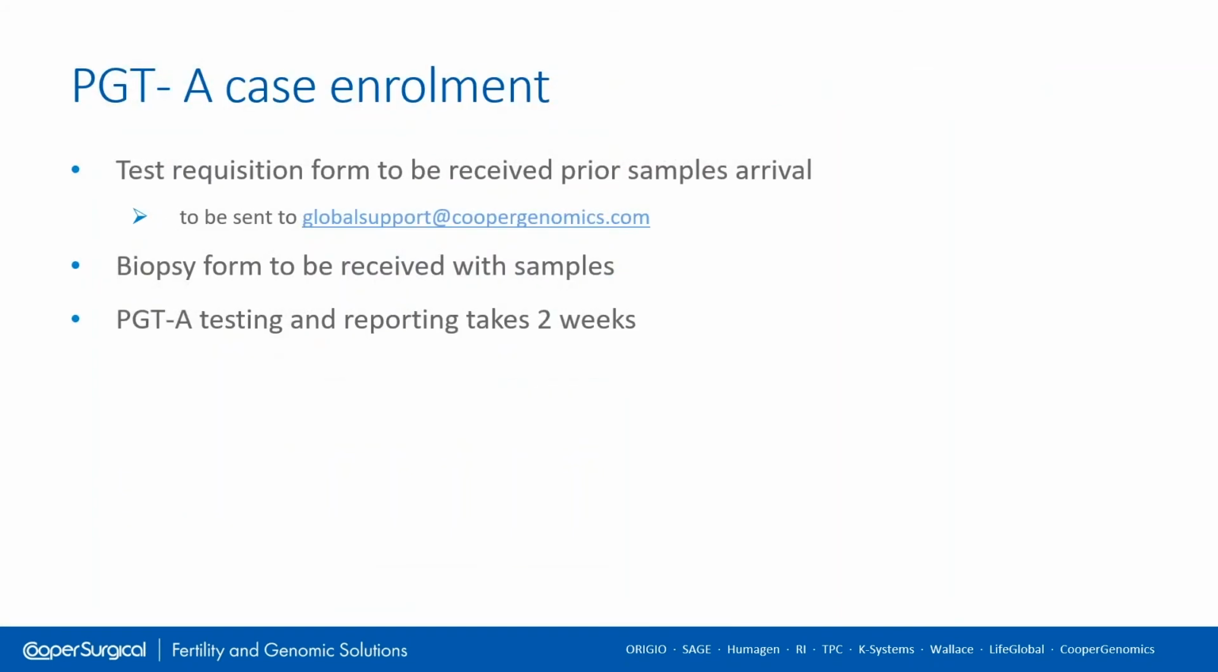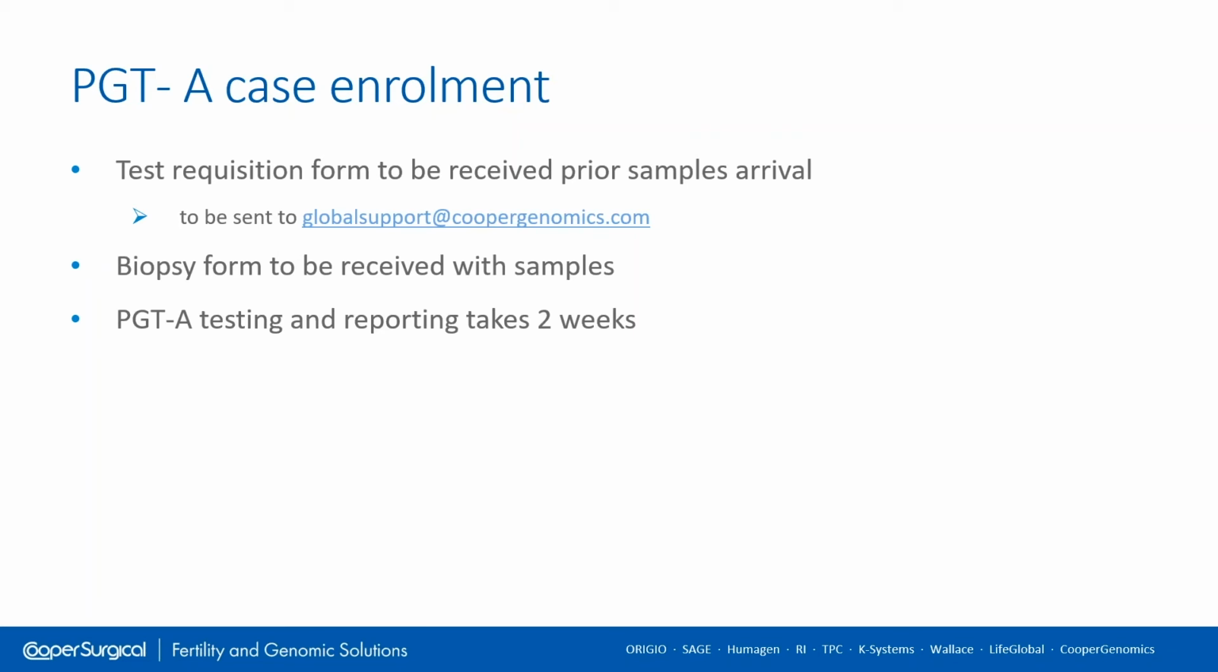So what is the actual process to enroll the case with us? Let's start with PGT-A. For PGT-A, the process is really straightforward. All that we need to receive from you is the test requisition form, and ideally we would like to receive this one prior to the sample's arrival.